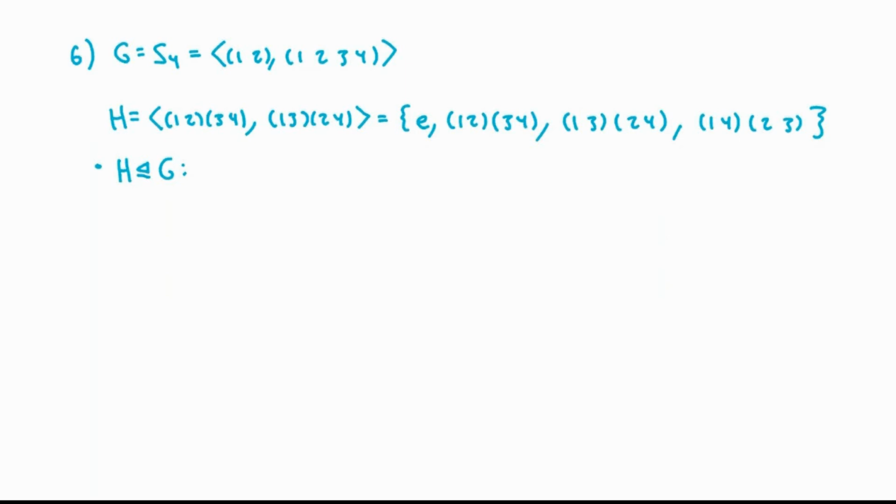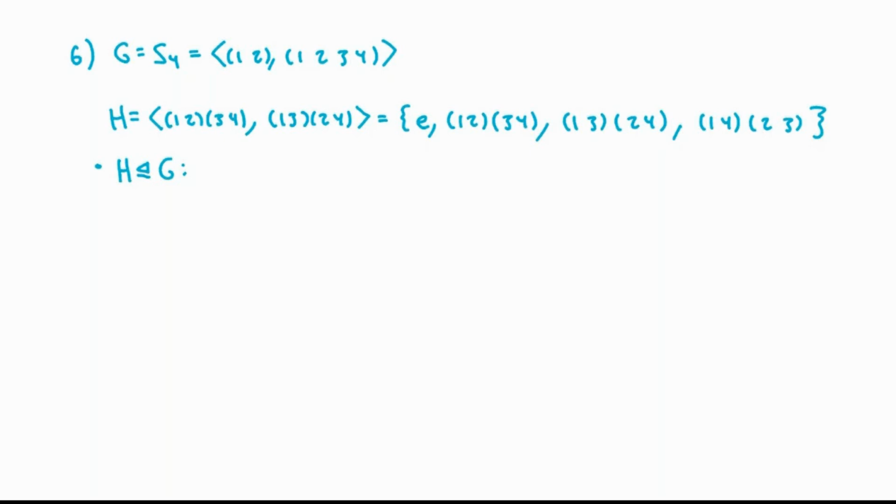Next, before I can talk about the quotient group of G modulo H, I first of all need to check and make sure that H is a normal subgroup of G. And at first that seems like a pain because S4 has 24 elements, and H has 4 elements, so it seems like there are a lot of things to check.